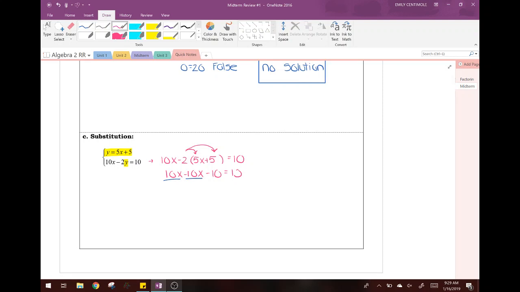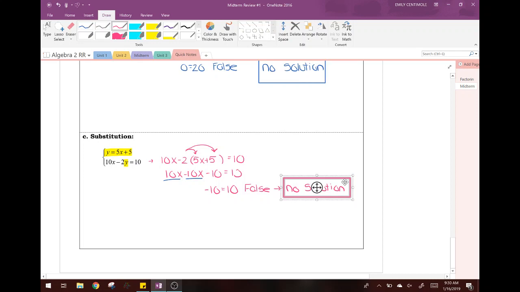Remember, it's 0x, and 0 times x is 0, so you don't leave the x behind. If you wrote 1x, that would mean that there is 1x there. There are no x's, so write nothing. So you get -10 equals 10. That again is a false statement, and that's going to lead us to the same conclusion that those parallel lines did, or that false statement in the second example, or part B of this example, led us to. There is no solution, okay? No points they share in common.